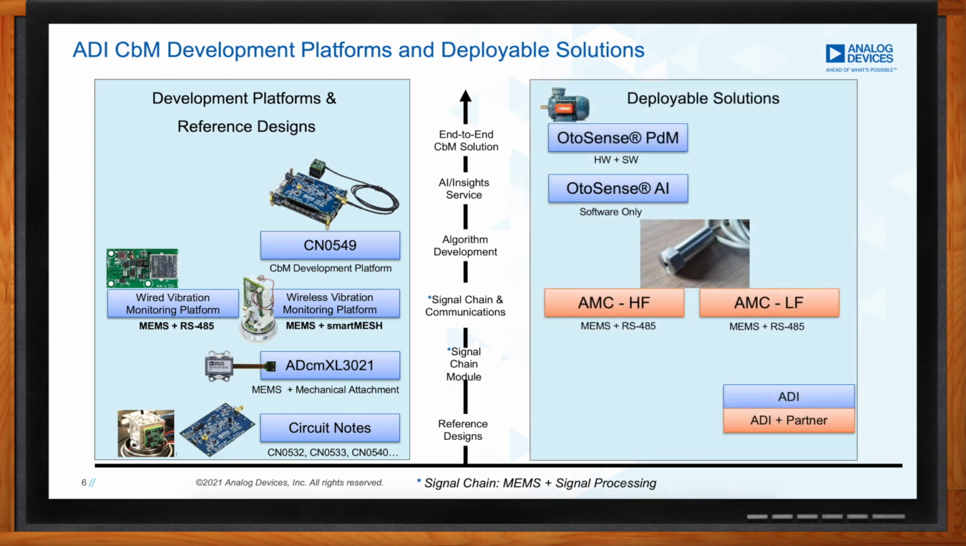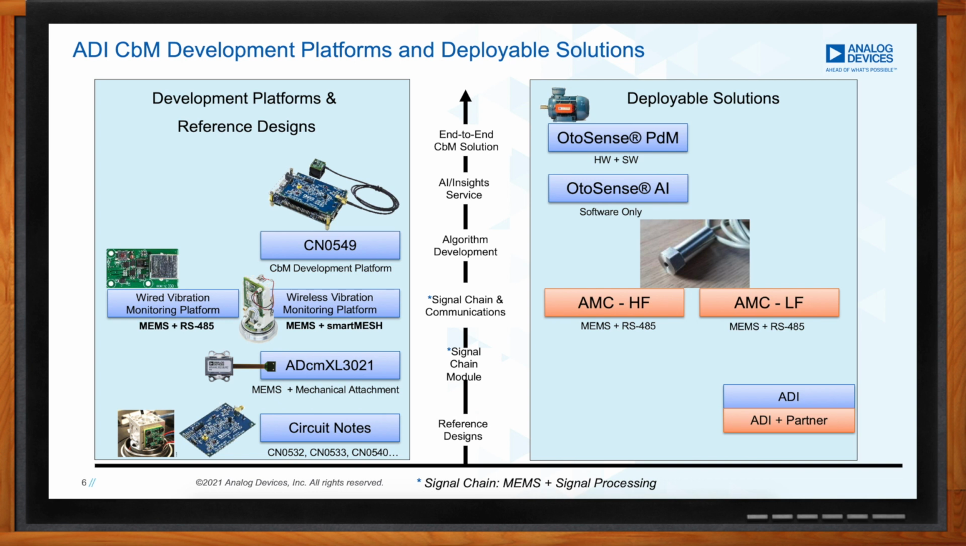On the right-hand side is talking more about deployable solutions. This is where ADI itself is providing a product which can be mounted on an asset, and with no additional R&D, you have a deployable solution. So examples here are ADI AutoSense, and we've also partnered with some companies like AMC to provide more RS-485 connected solutions.